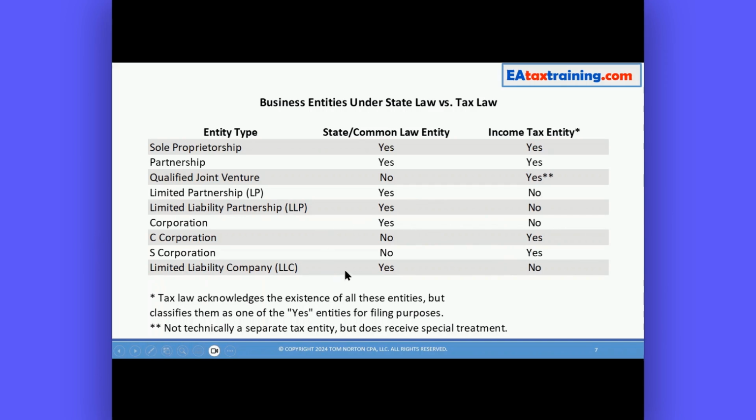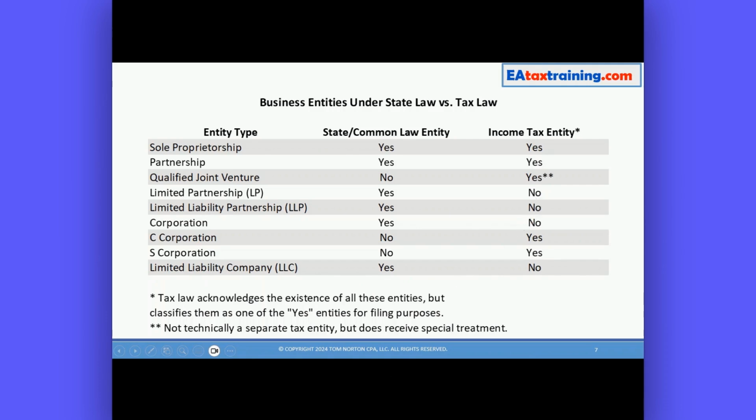And then finally, we have the limited liability company, which is a state law entity. It's formed, again, with your state's Secretary of State's office, but there is no income tax entity called an LLC. So there is no LLC tax return. An LLC instead will be taxed as one of these other type of income tax entities that are recognized by the IRS.